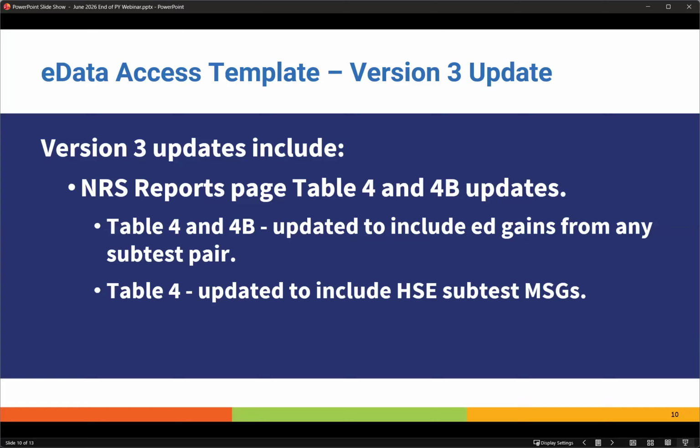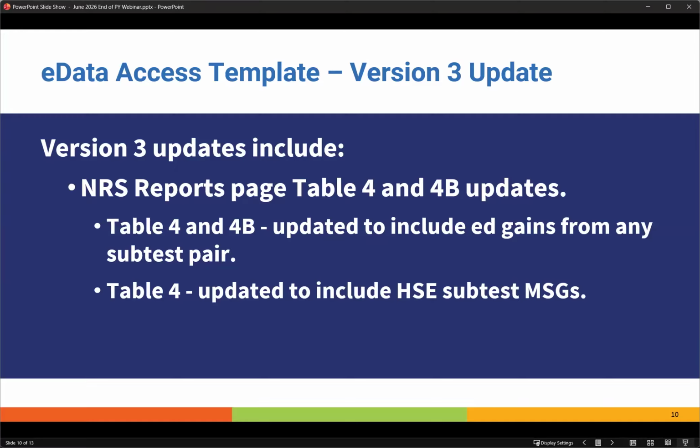Version 3, NRS reports page, table 4 and 4B. The NRS reports page will not look any different. And Steve's going to show you a demonstration of everything I'm going to describe here in a few moments. But what's different on the NRS reports page is the table 4 and 4B: the formatting has changed, font is updated, spacing is realigned. There's a new total row for ABE and ESL sections.